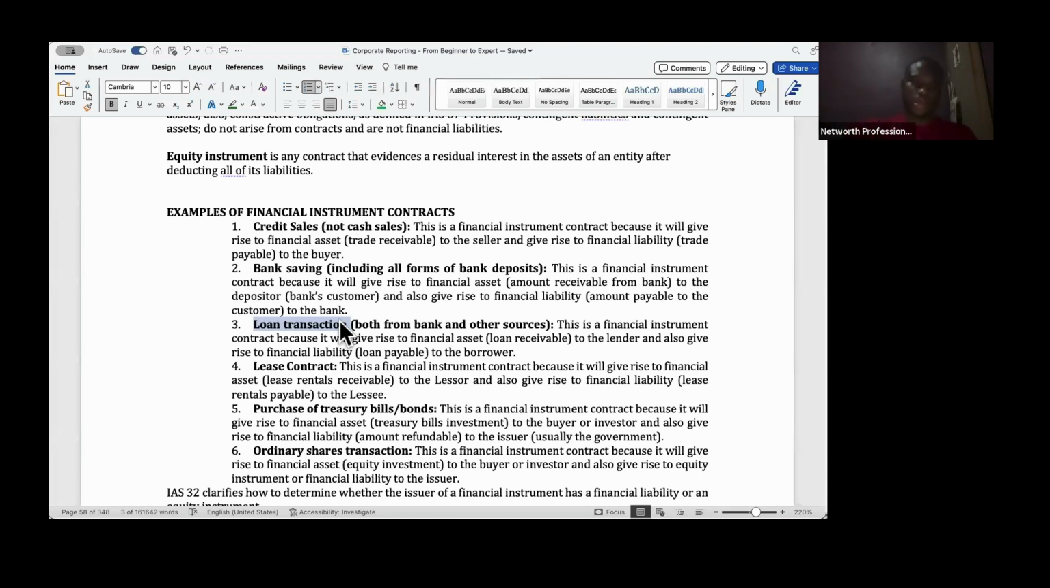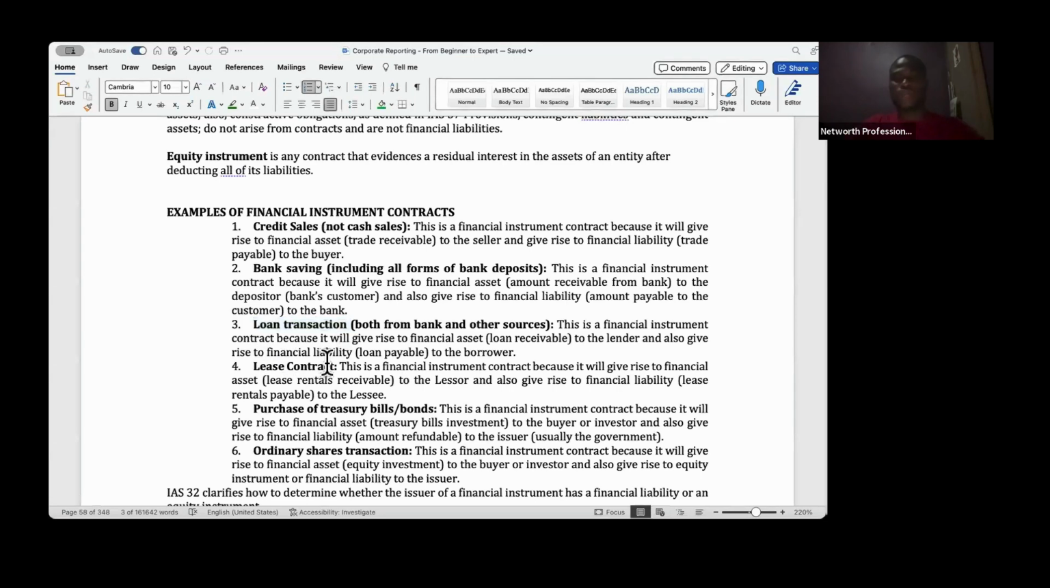You see, the lender, that guy is an investor because he has invested in your debt instrument. He has lent you money. That guy automatically has a loan receivable that gives him a right to receive cash. That cash you are looking at here is interest and principal. So a loan transaction is a financial instrument contract because these two sides are complete. It has given rise to a financial asset of one entity and a financial liability of another entity.